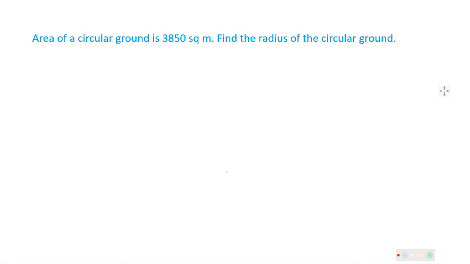Area of a circular ground is 3850 square meter. Find the radius of the circular ground. So what is given over here is the area of the ground. What kind of ground is it? Area of the circular ground.